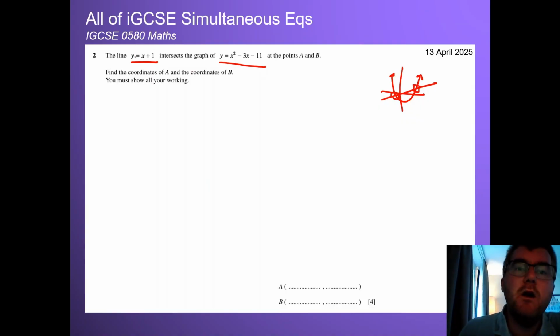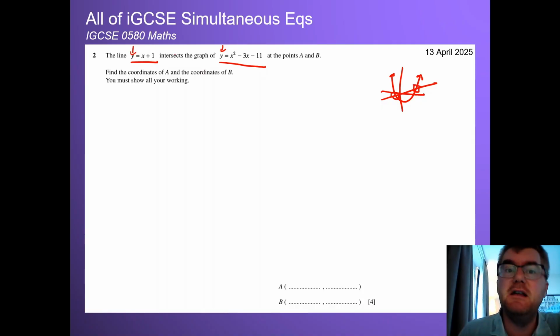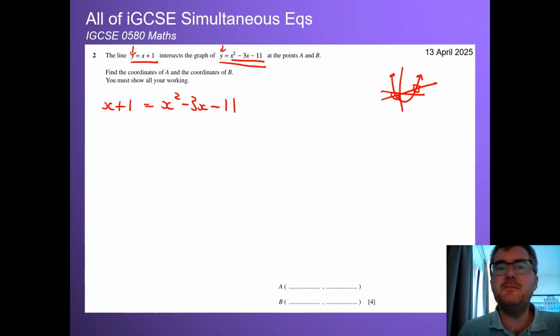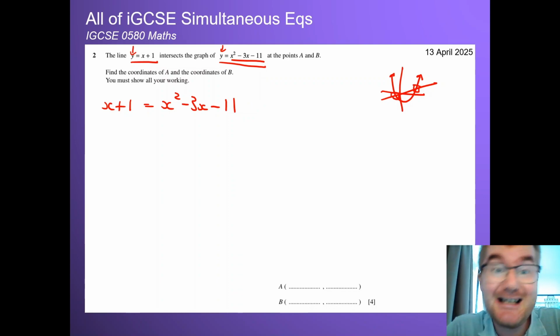Now notice y equals x plus 1, y equals x squared minus 3x minus 11. So basically y is equal to both of these. Therefore, the right-hand sides also need to be equal. So we can say here that the x plus 1 over here must be equal to the right-hand side over here, so x squared minus 3x minus 11. If you're a German speaker, we call this Gleichsetzen. Again, if you're doing GCSE German, try and impress your German teacher by saying the word Gleichsetzen.